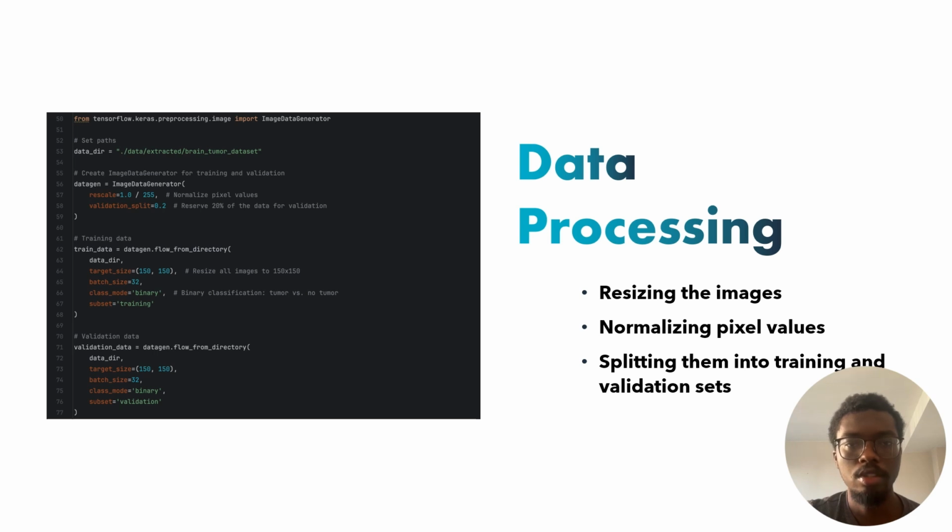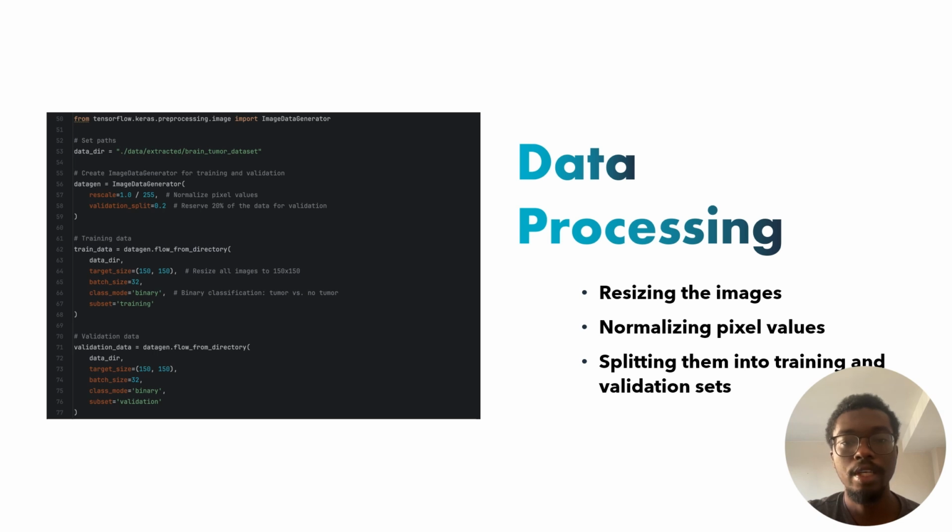Before training the model, we need to pre-process the data. This typically involves resizing the images, normalizing pixel values, and splitting them into training and validation sets. We resize all images to a uniform size, typically 150 by 150 pixels, which makes it easier for the CNN to process them. Images are normalized by scaling the pixel values between 0 and 1. This helps the model train more efficiently and speeds up the process.